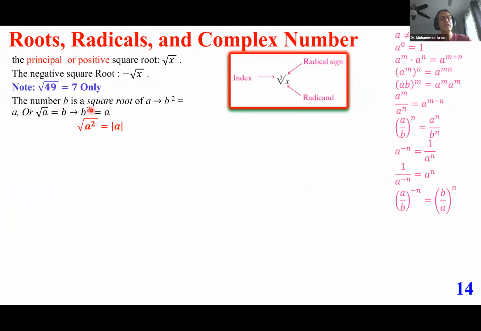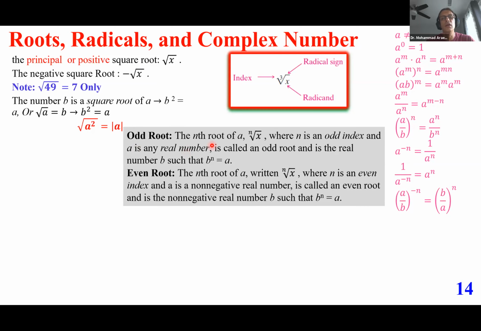So in this case, the number b is a square root of a. b squared equals a, or square root of a equals b. Understand that square root of a squared is the absolute value of a, not necessarily a, because when the index is odd, we have no restrictions, when even, we do. And this is explained here: in the case of an odd root, the nth root of a, where n is an odd index and a is any real number, is called an odd root, and is the real number b such that b to the power of n is a.